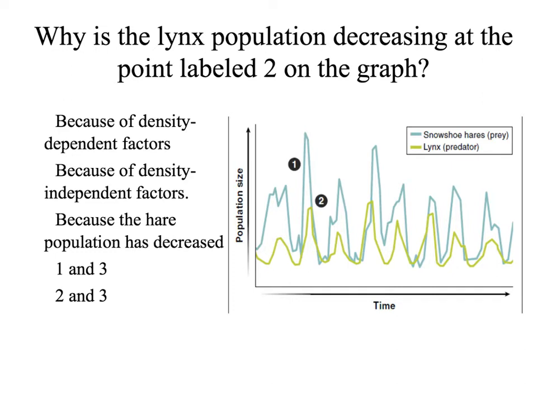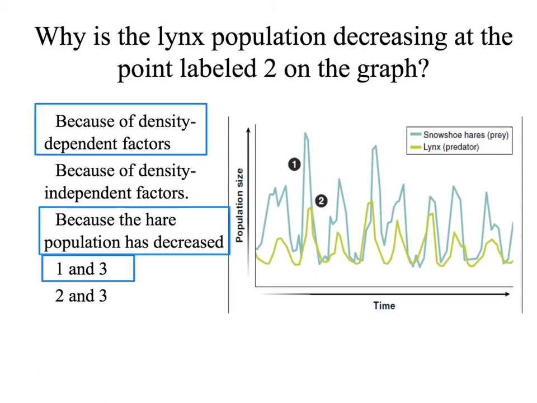Here's a practice problem. Why is the lynx population decreasing at the point labeled number 2 on this graph? The correct answer is number 4, so both 1 and 3 are correct. Remember, food supply is a density-dependent factor, and for these lynx, the hares are their food. So because the hare population has decreased, the lynx are running out of food, which limits their population and causes them to decrease as well.